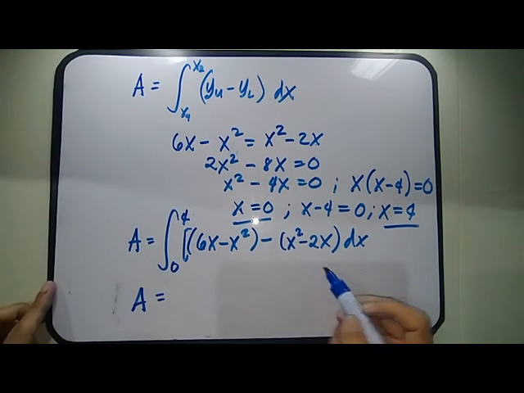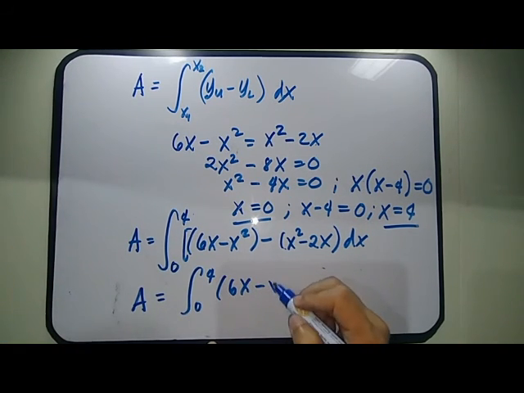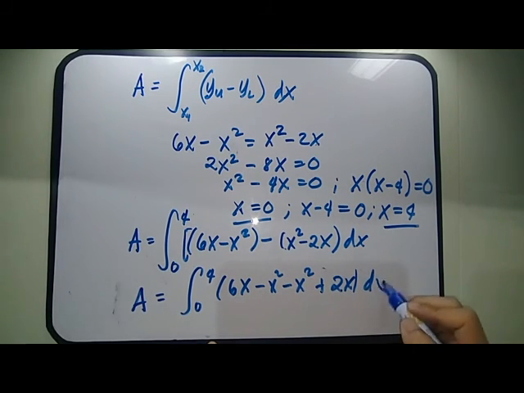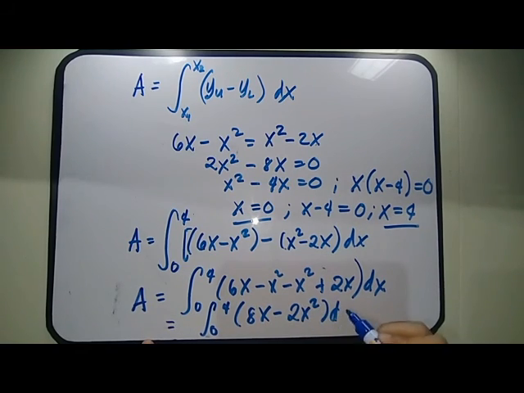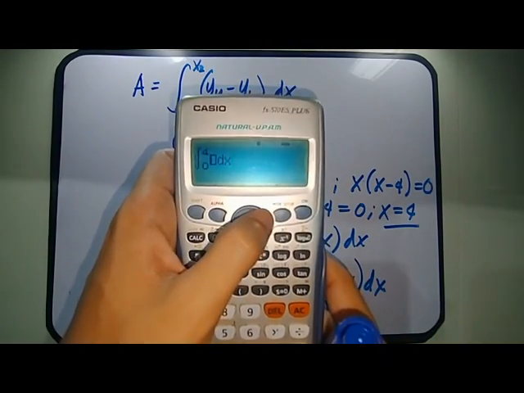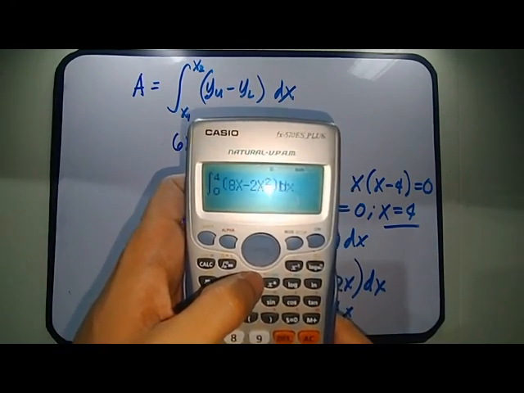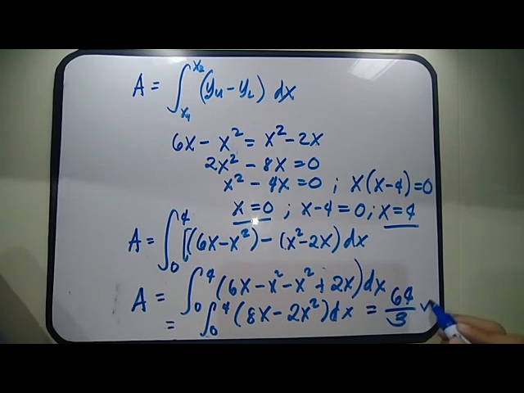So area is, we have this 6x minus x squared, minus x squared. Negative times negative, that is positive, so plus 2x. Then we simplify. So the definite integral of 8x minus 2x squared from 0 to 4, differential of x. So use the calculator to solve this. You can use the power formula, but the easiest way is to use your calculator. So equals 64 over 3. So that will be our final answer. So that is 64 over 3 square units.